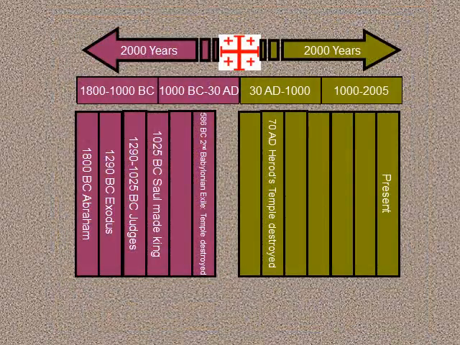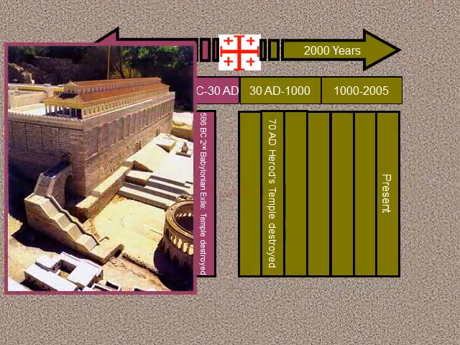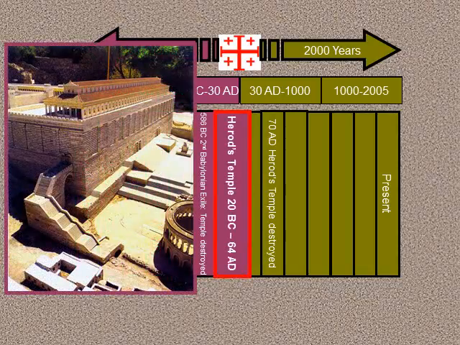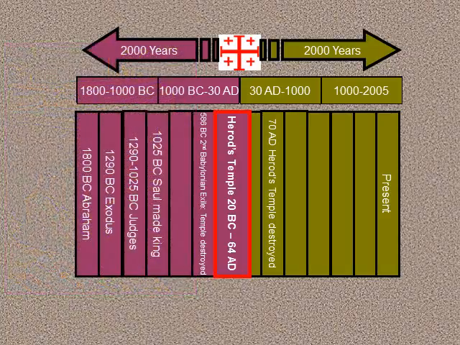Now what about the time period of this Herod's temple? Of course, Jesus is crucified right in the middle. But Herod's temple was built 20 years or more before Jesus was even born. And we'll look more at that later on when we come back to the Temple Mount itself and Herod's temple. But it wasn't finished until 64 AD.